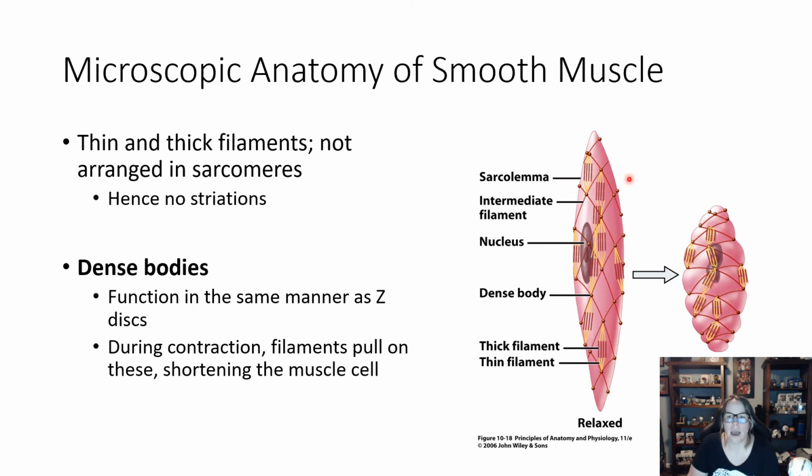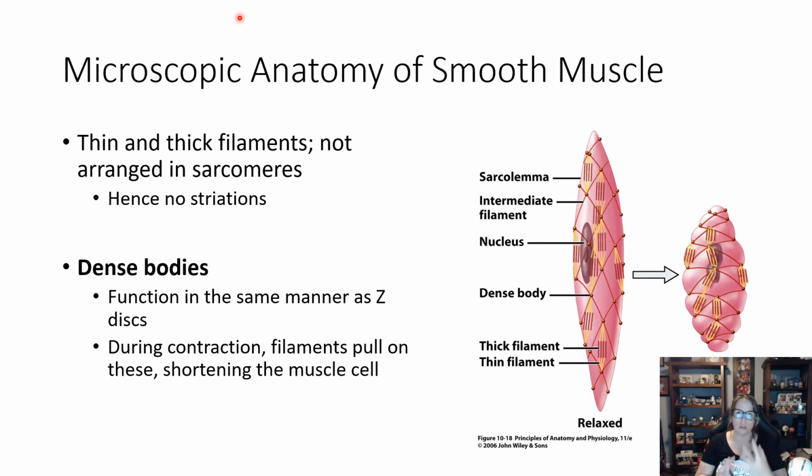So when we look at the sarcomere, we're going to see that we do have thick filaments and thin filaments, and the thin filaments, the actin, are attached to some sort of connecting point, like they are in skeletal and cardiac muscle, right? Those are the Z discs. But in smooth muscle, there is no Z disc. We call this a dense body. So all these little dots are dense bodies that are connected through intermediate filaments.